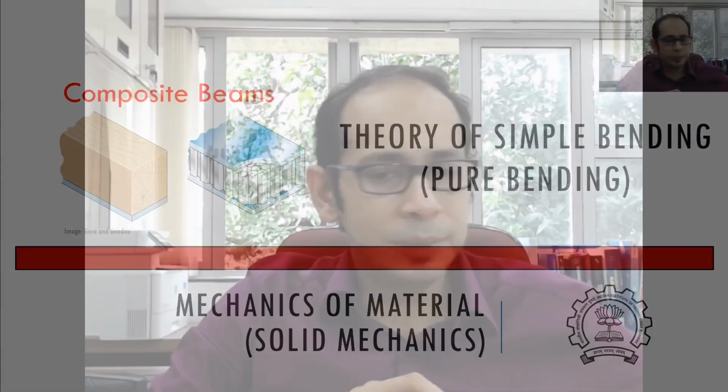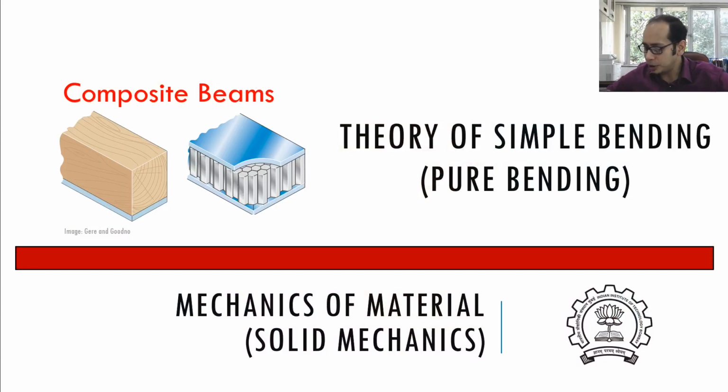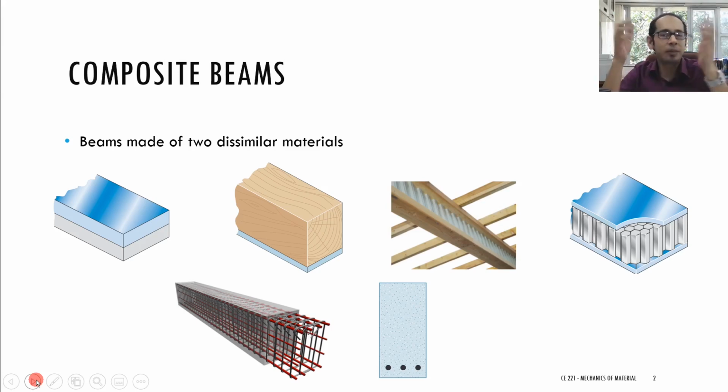Now you may ask why we are studying this. Why are composite beams important? Well, let me draw your attention. Composite beams are very important even for civil engineering structures. There can be any number of examples of composite beams. These are some of the examples that you see over here.